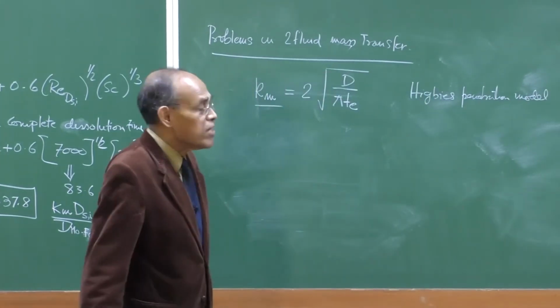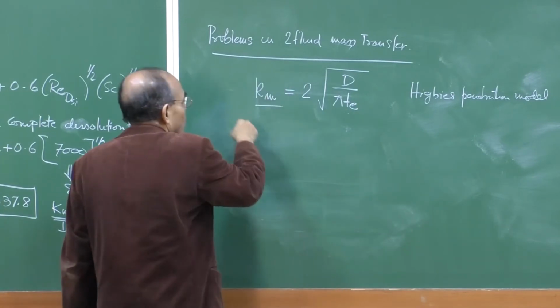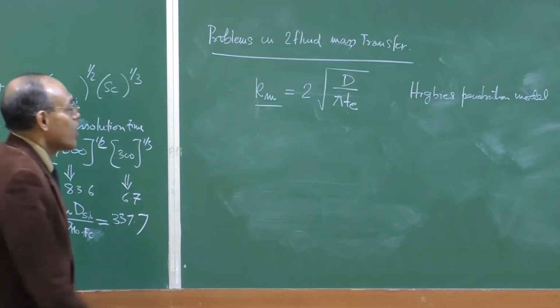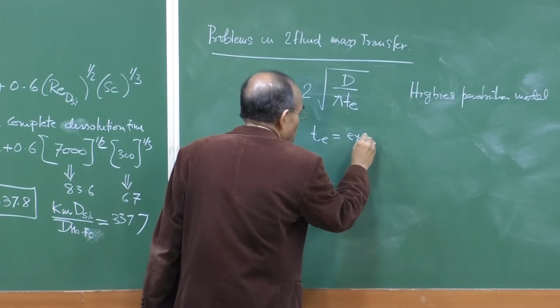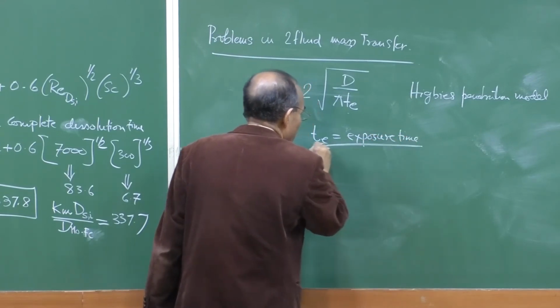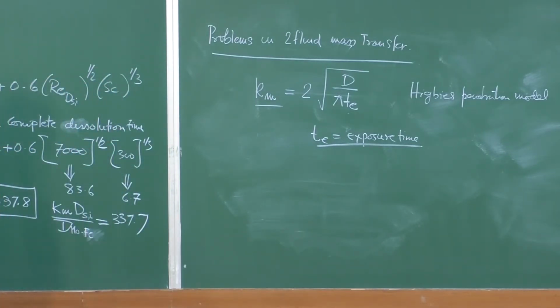Since the diffusion coefficient is known, the whole task of calculating the mass transfer coefficient boils down to the estimation of t_e, which is known as the exposure time. The moment you can calculate the exposure time, then you should be able to calculate the mass transfer coefficient very easily.